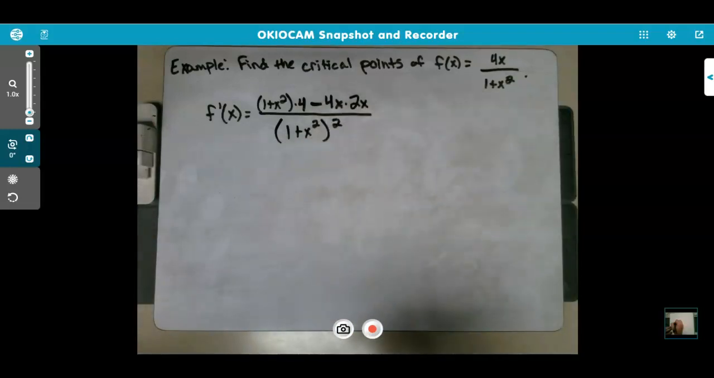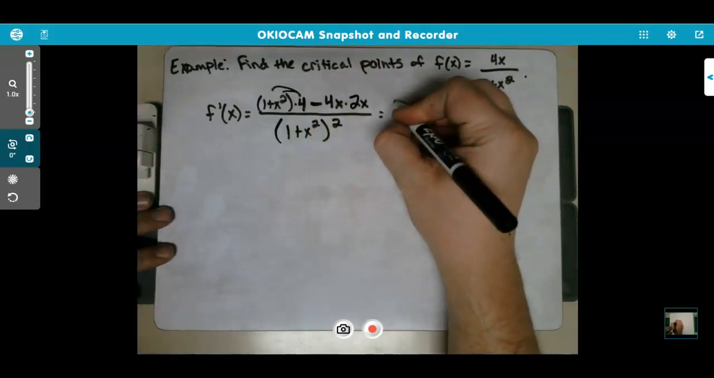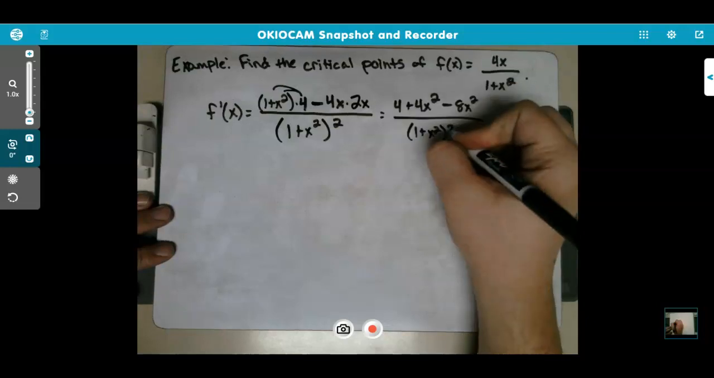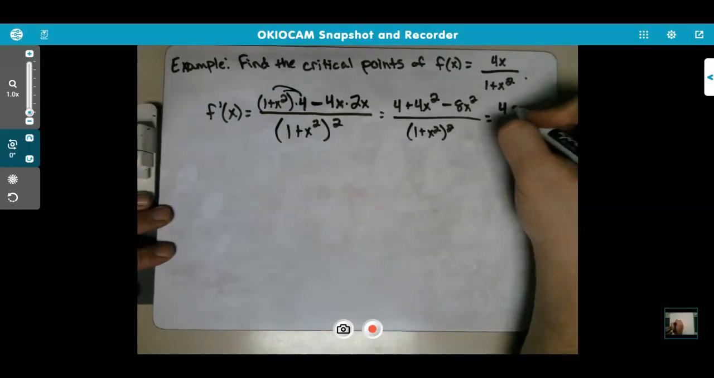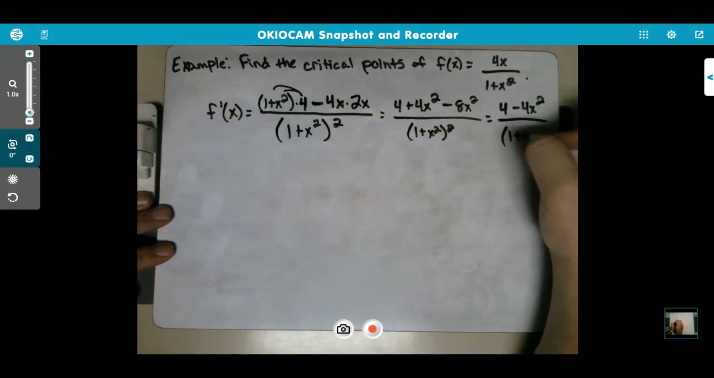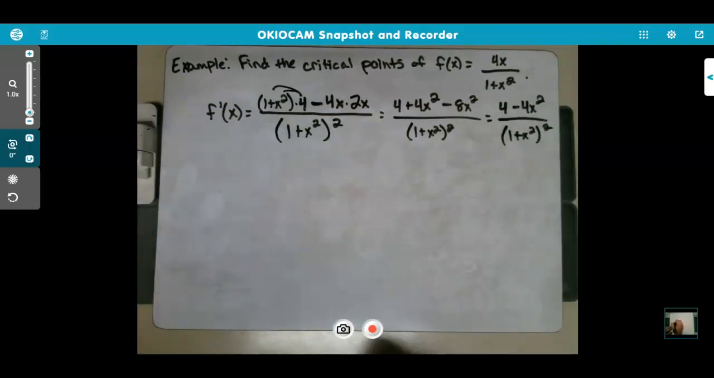Let's try to simplify that some. Let's distribute this 4. So 4 plus 4x squared, minus 4x times 2x, which is 8x squared. So the simplified form of this is 4 minus 4x squared all over 1 plus x squared, squared.